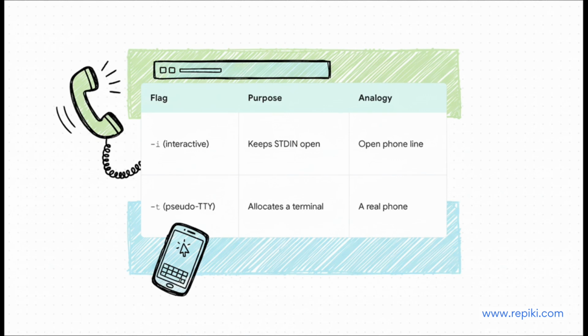But what are the I and the T actually doing? Well, think of it like making a phone call. The I flag, for interactive, keeps the line open. It keeps standard input open so you can actually talk back and forth. Without it, the shell would just hang up on you immediately. And the T flag? That allocates the pseudo-TTY, which basically makes the connection feel like a real terminal. It formats the text, gives you a proper command prompt, lets you use arrow keys, Control-C, the whole deal. Together, they create that seamless shell we all know and love.